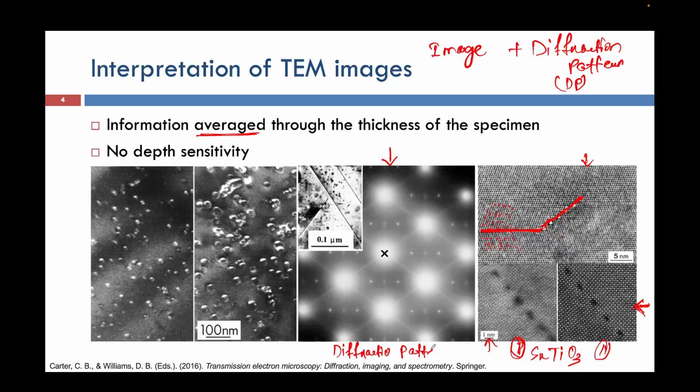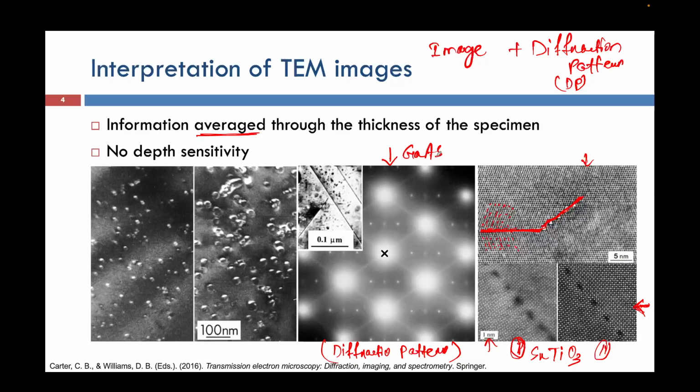And the diffraction pattern, if you are seeing, this material is gallium arsenide. Okay, the example has been given in this book. I've taken it from this textbook. You can go through it. So this is a diffraction pattern.